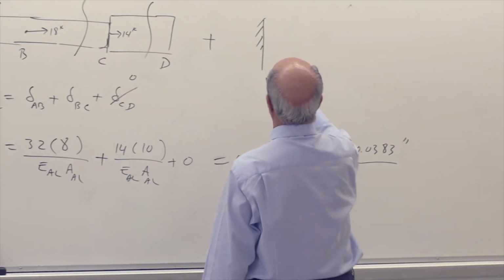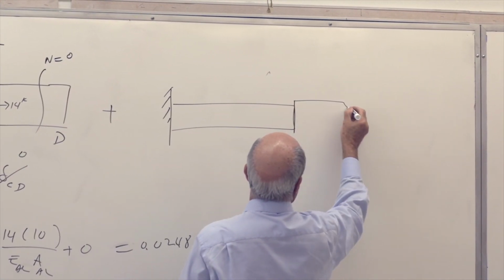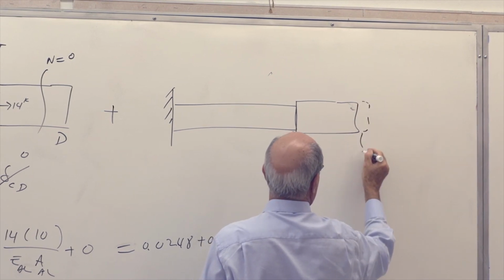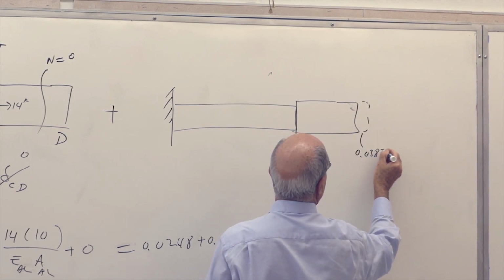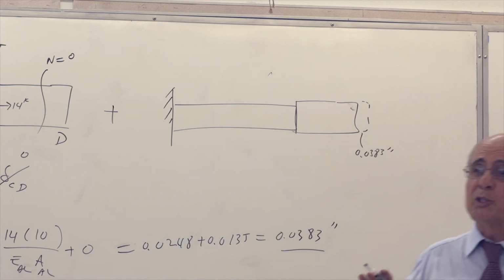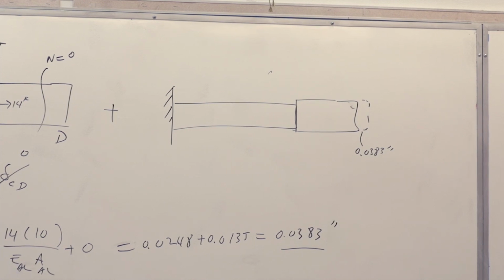So step 2 is this: nothing, no load on it, just the expansion. However, it has expanded this much. This is 0.0383. Everybody see that? That's that number, yes? And you want to push back, so all three of them are going to participate in this movement. Is that correct or not?